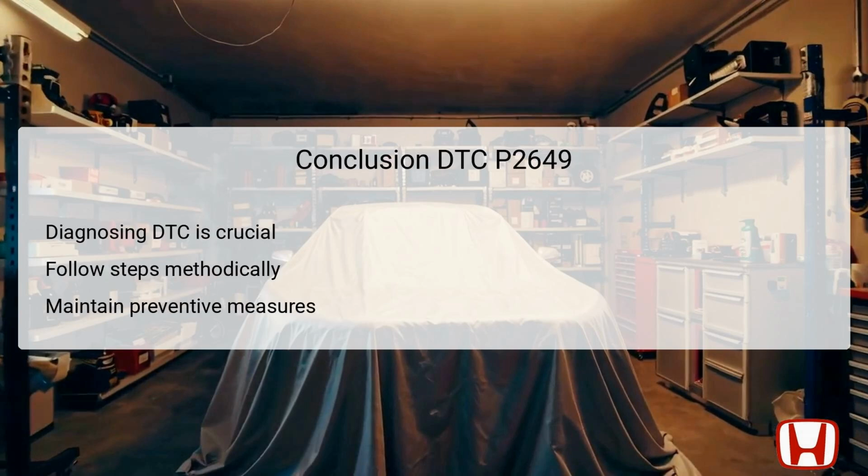In conclusion, diagnosing and addressing DTC P2649 is essential for maintaining the performance and reliability of the Honda Civic from 2016 to 2021. By following the troubleshooting steps methodically, including verifying the issue, checking solenoid resistance and testing wiring continuity, technicians can accurately identify the root cause of the problem.